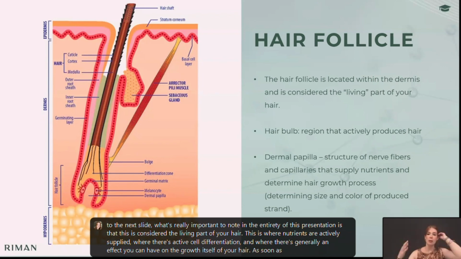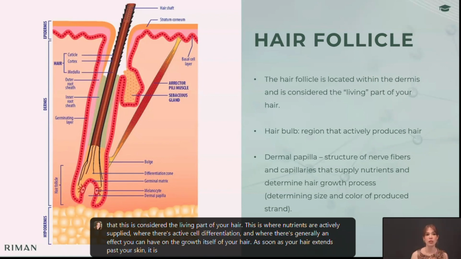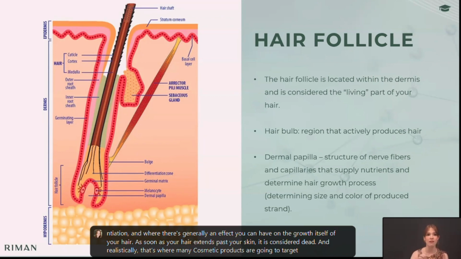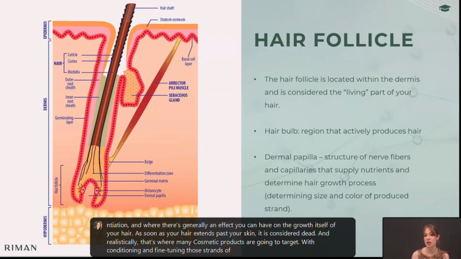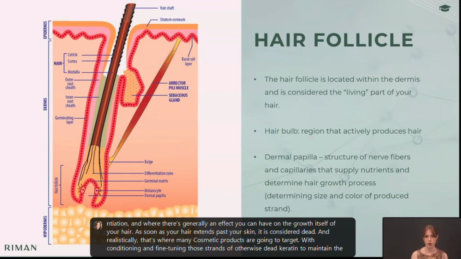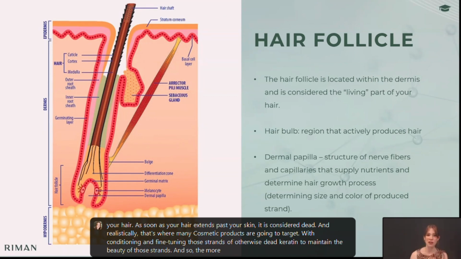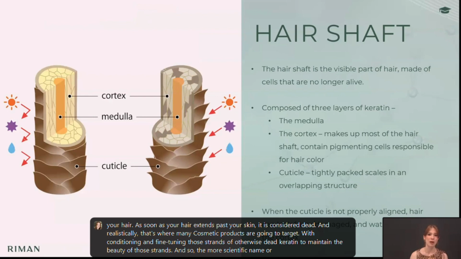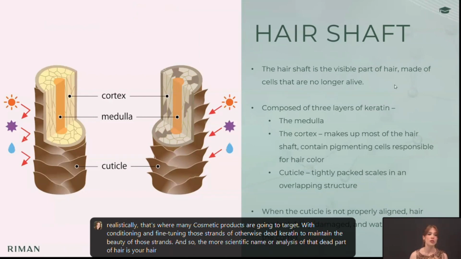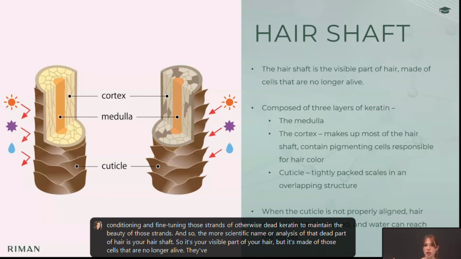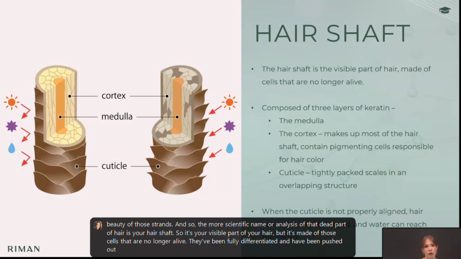As soon as your hair extends past your skin, it is considered dead. And realistically, that's where many cosmetic products are going to target, with conditioning and fine-tuning those strands of otherwise dead keratin to maintain the beauty of those strands. And so the more scientific name or analysis of that dead part of hair is your hair shaft. So it's the visible part of your hair, but it's made of those cells that are no longer alive. They've been fully differentiated and have been pushed out of that hair follicle.